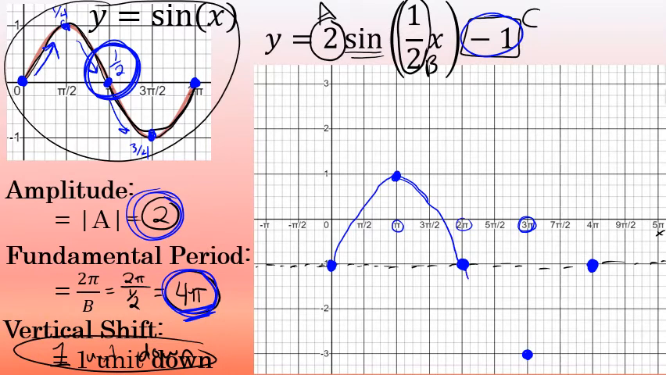Continuing the wave to reach that low point before turning around and continuing back to the dotted line where it started after 4 pi radians. What you see on the screen now is one cycle of the graph of y equals 2 sine 1/2 x minus 1.